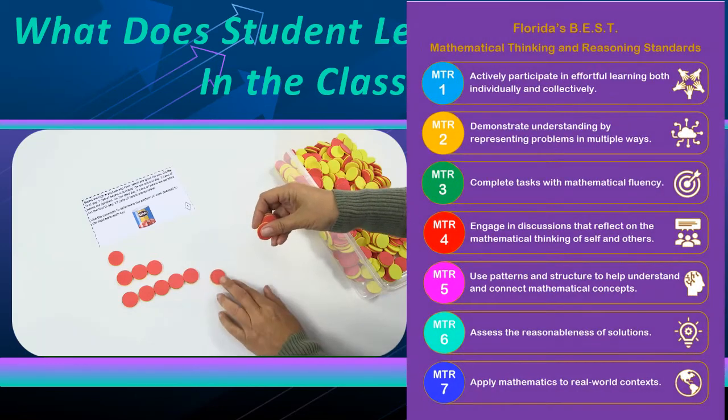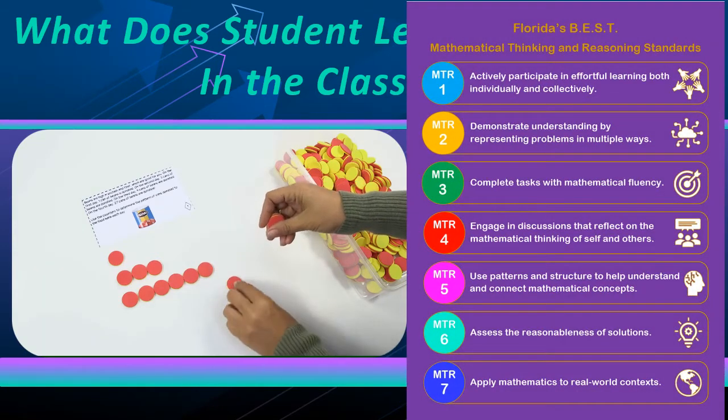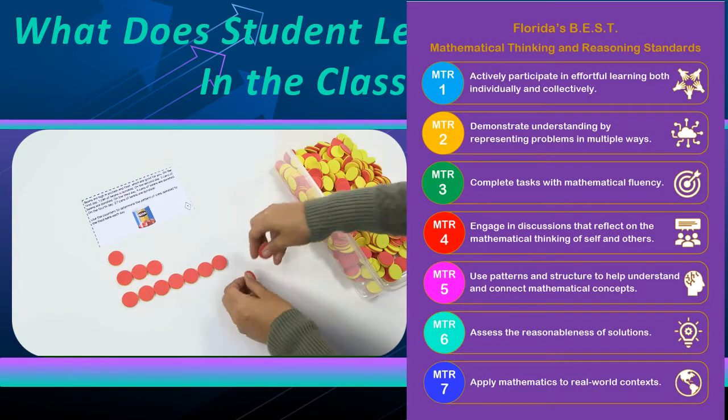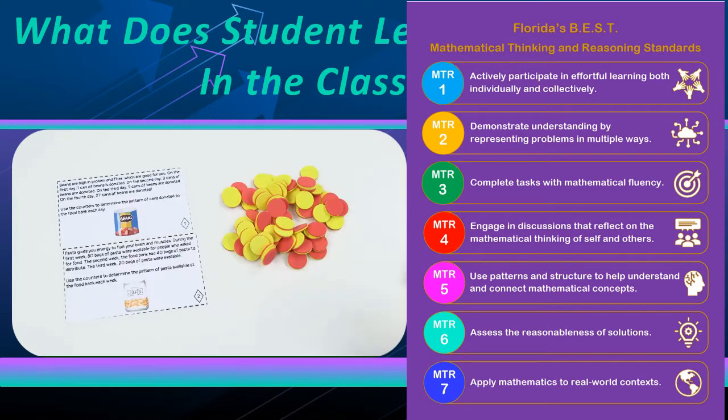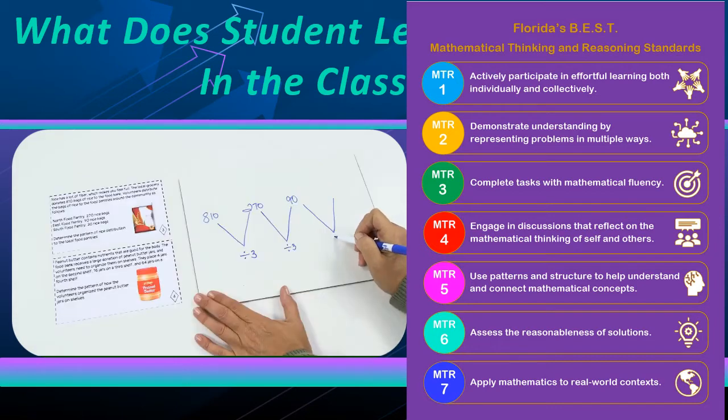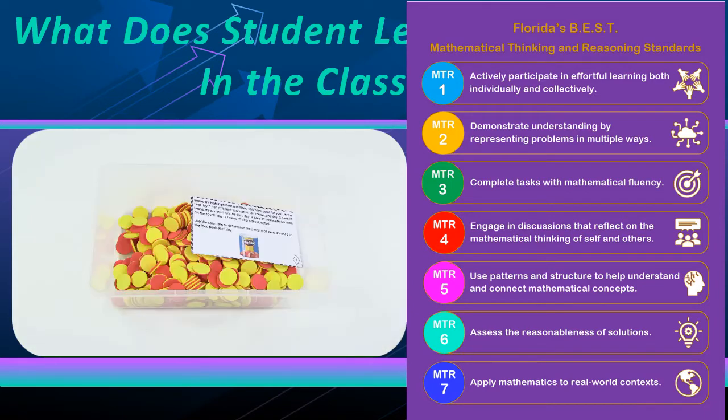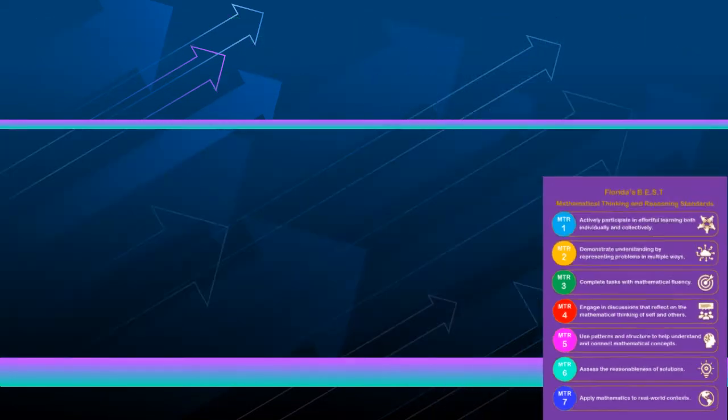If we look at the MTRs, we're hitting 3, 5, and 6. Students are completing tasks with mathematical fluency. That would be in our last phase of this unit. MTR 5, they use patterns and structure. I would confidently say the majority of this unit is based heavily on patterns. And finally, 6, assess the reasonableness of solutions. This is supported with lots of manipulative tools and hands-on activities.